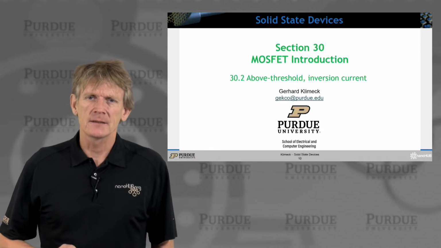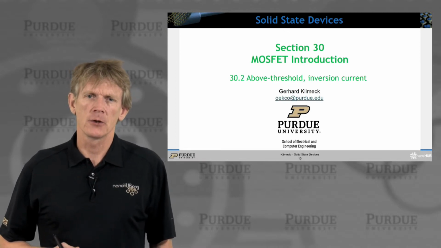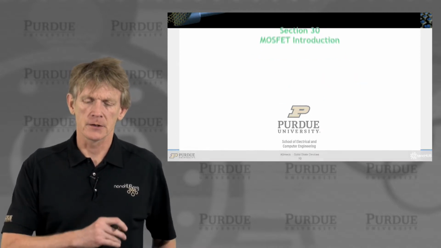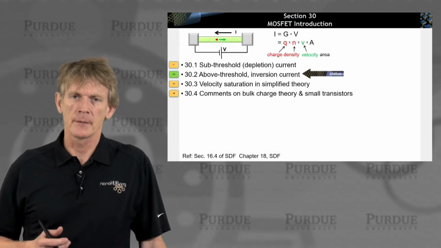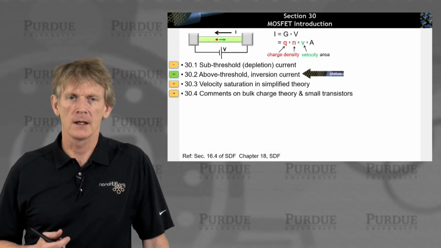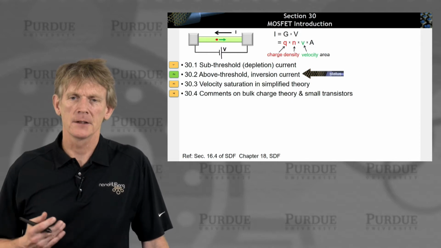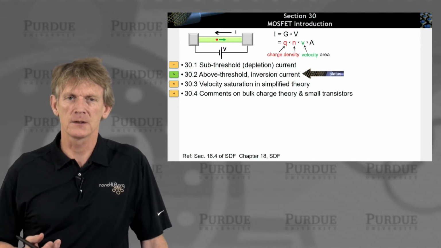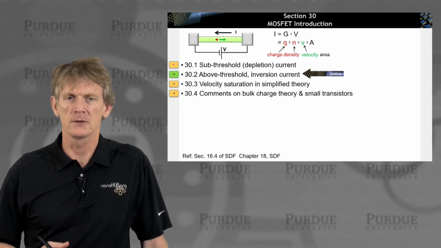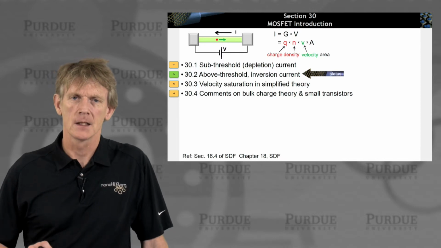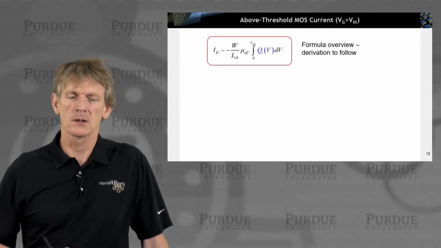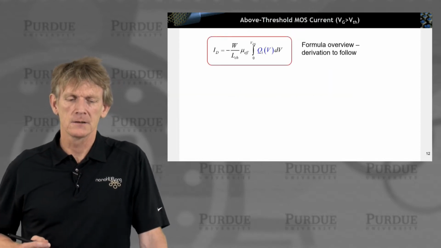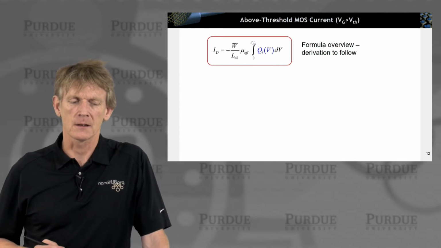Right, so let's talk about above-threshold current, or the inversion current. Remember, inversion means you have electrons under the gate that are inverted, that are not the majority carriers, they're the minority carriers, but in the transistor they're injected from source and drain. You don't need to generate them. And let's talk about these charges that are in the semiconductor.